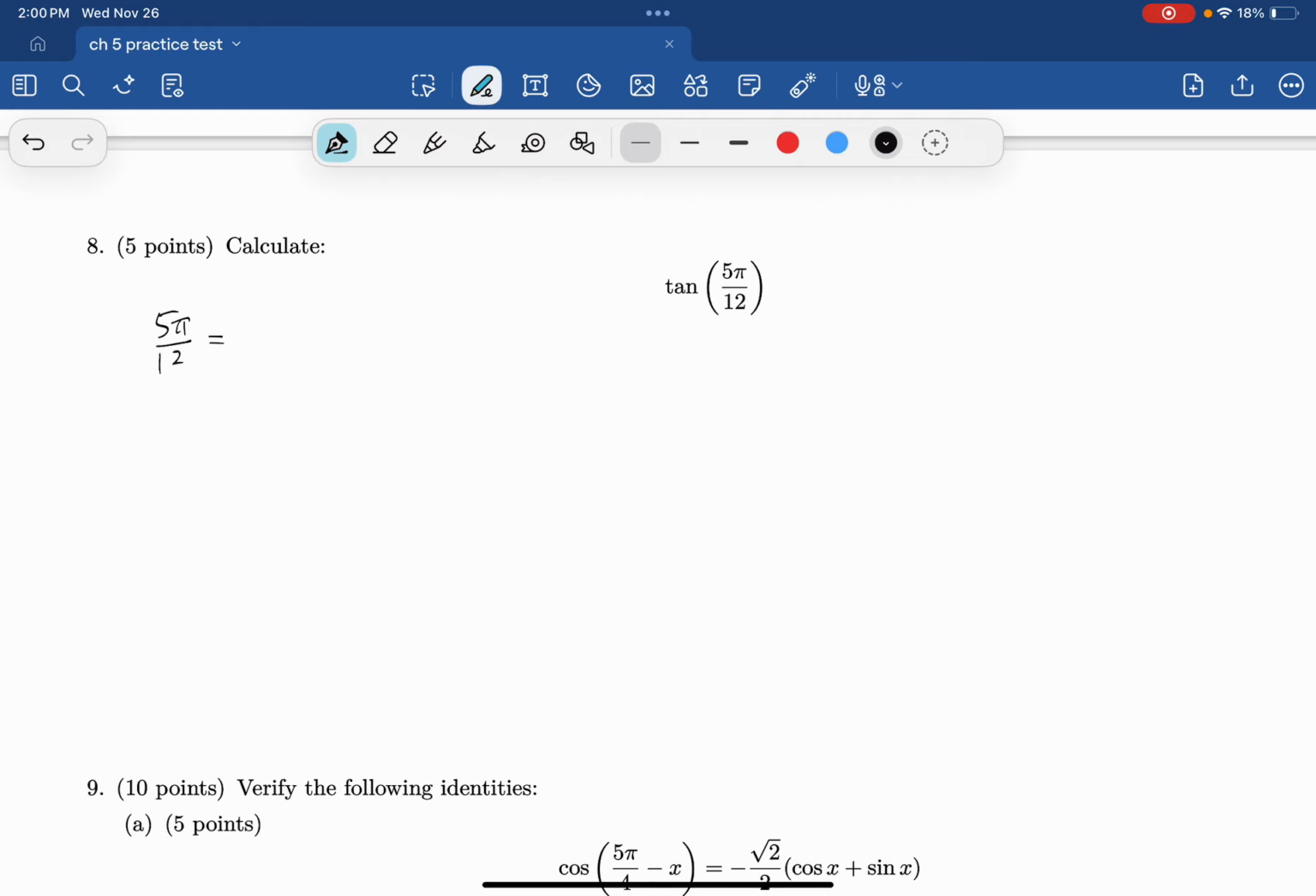But personally, what I would do is use, what would I do? Pi over 6 plus pi over 4. Okay, so how I got that? I figured out that 5 pi is just equal to 2 pi plus 3 pi, which is equal to pi over 6 plus pi over 4. So that means I can use a tangent addition formula.